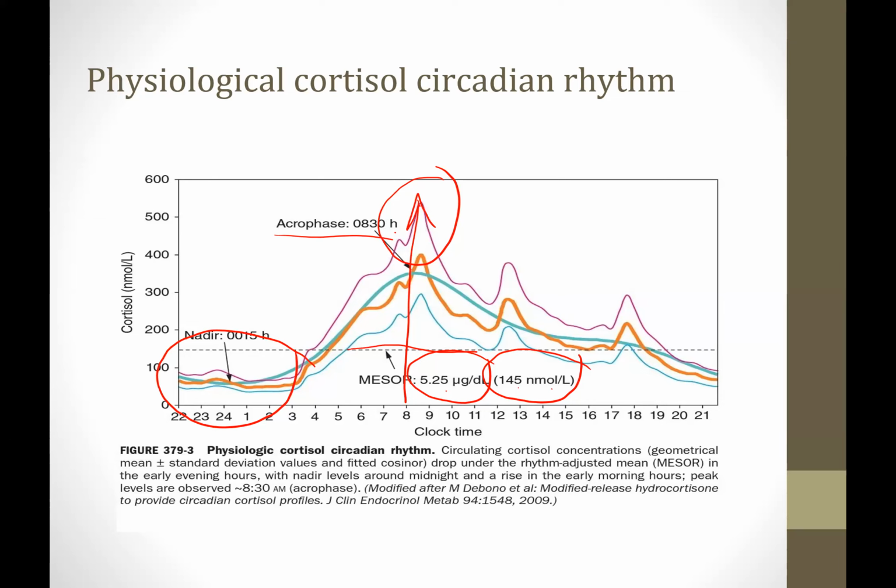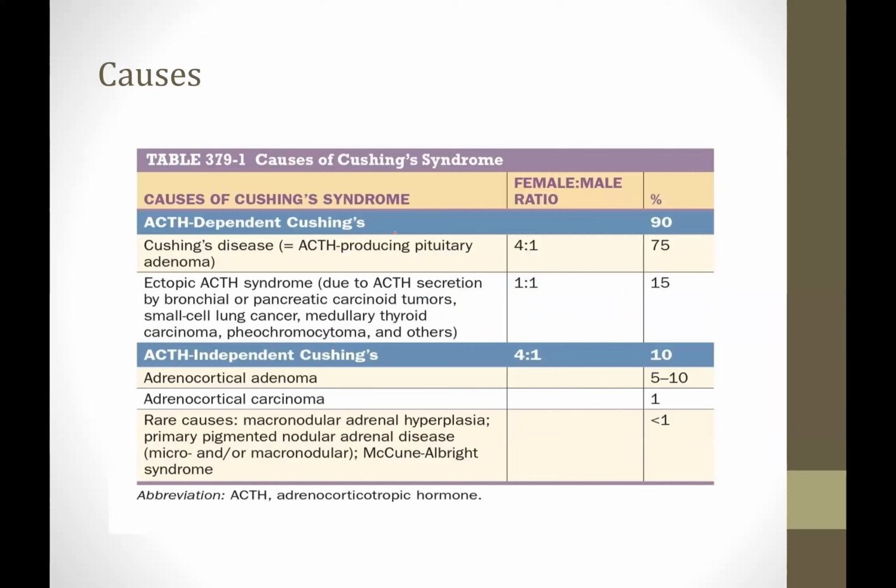Loss of the circadian nature and excess ACTH, with the result excess cortisol. Okay, now coming to the causes of Cushing's syndrome. Cushing's syndrome may be ACTH dependent Cushing or ACTH independent Cushing. Out of it, 90% is ACTH dependent Cushing's.